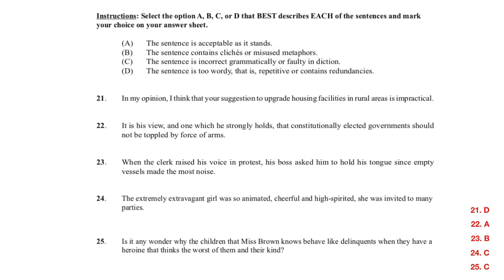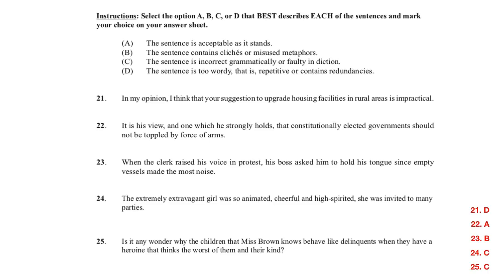So you have to read these questions carefully to make sure you are putting the correct answer that you really want to put. Because the person said, in my opinion, I think, that's repetitive. So that's too wordy. So 21D. It is his view, and one in which he strongly holds, that a constitutionally elected government should not be toppled by force of arms. That's acceptable, that's fine. So A, 22A.